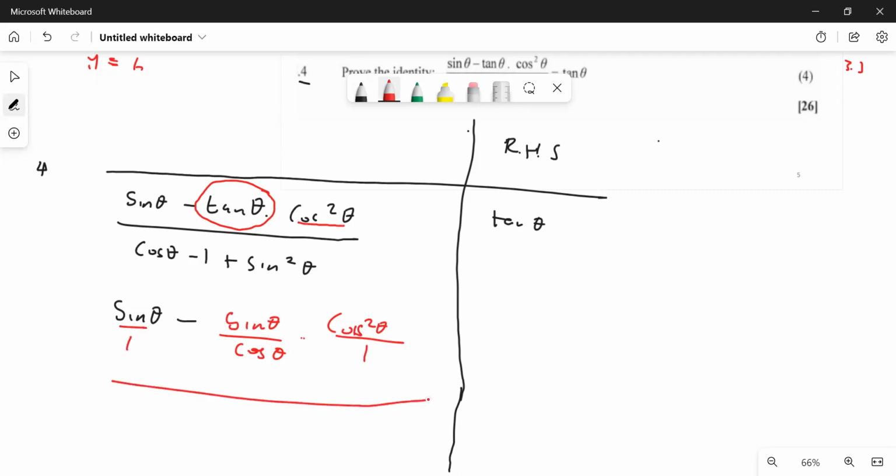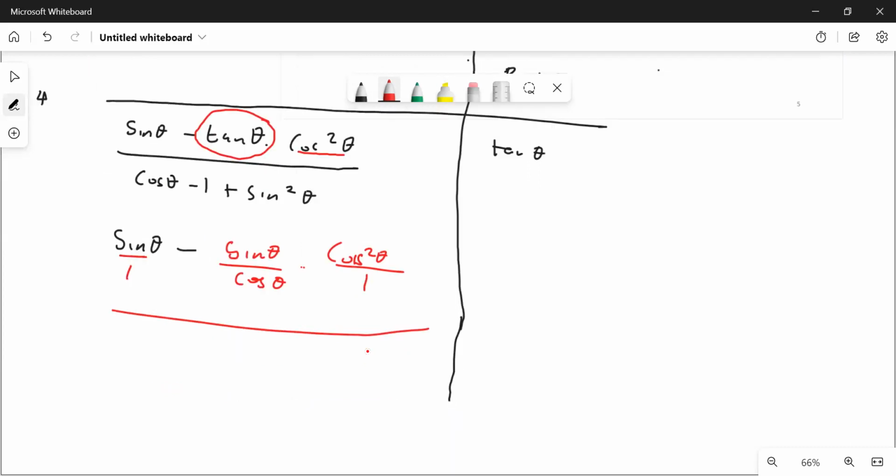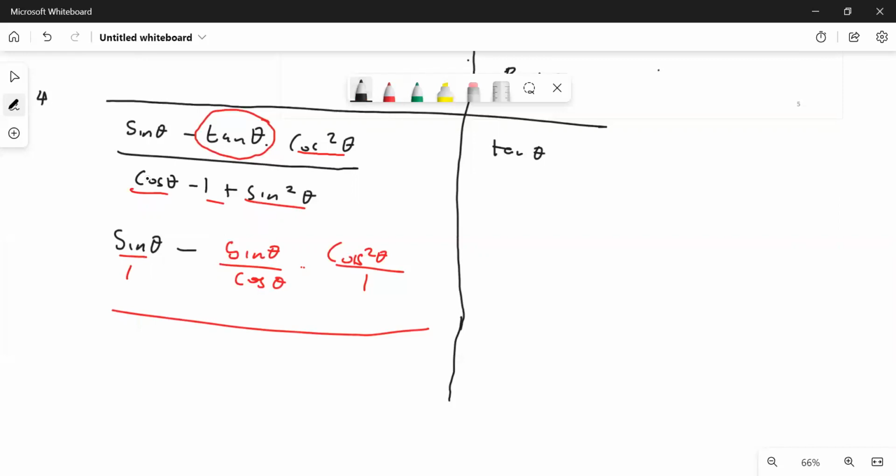And then on the denominator, what do we have? Let's go to the denominator side. Here we have cos, we have 1, and then we have sine squared. What we are going to try to do is make this one look like this one. I agree this one is a square, so we can change it and make it cos. We're going to have the cos of theta again, minus 1.